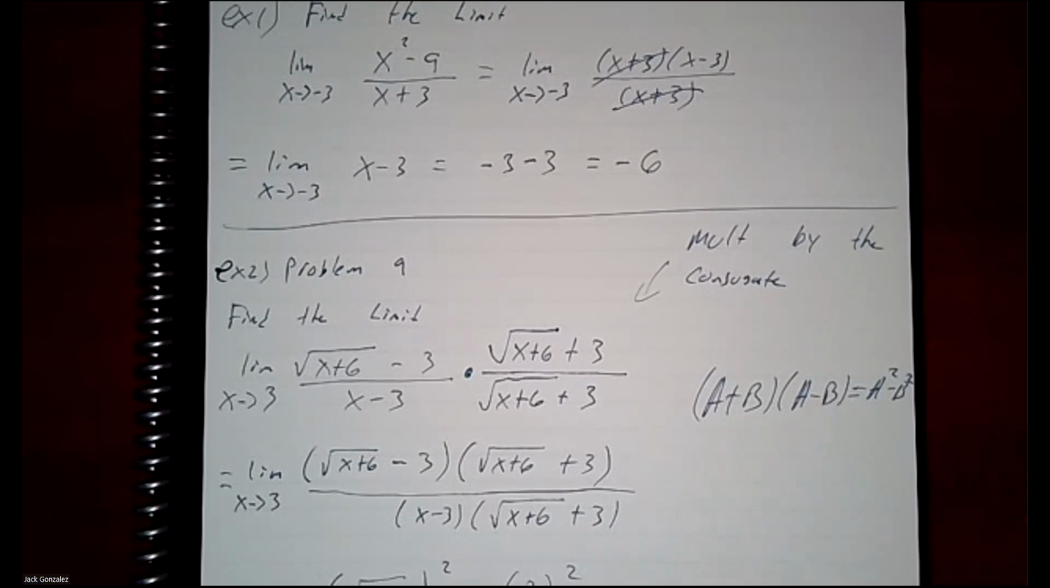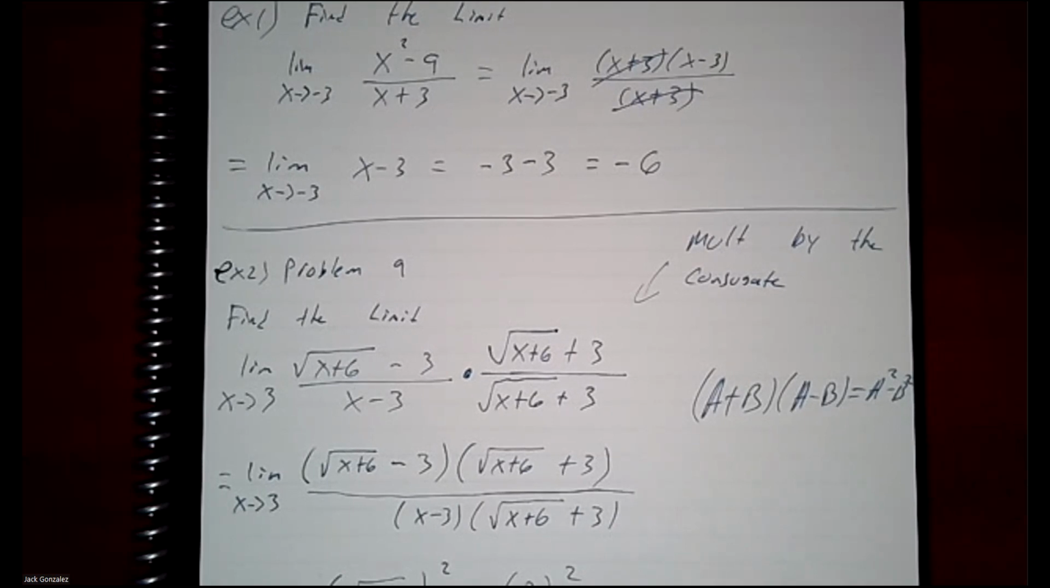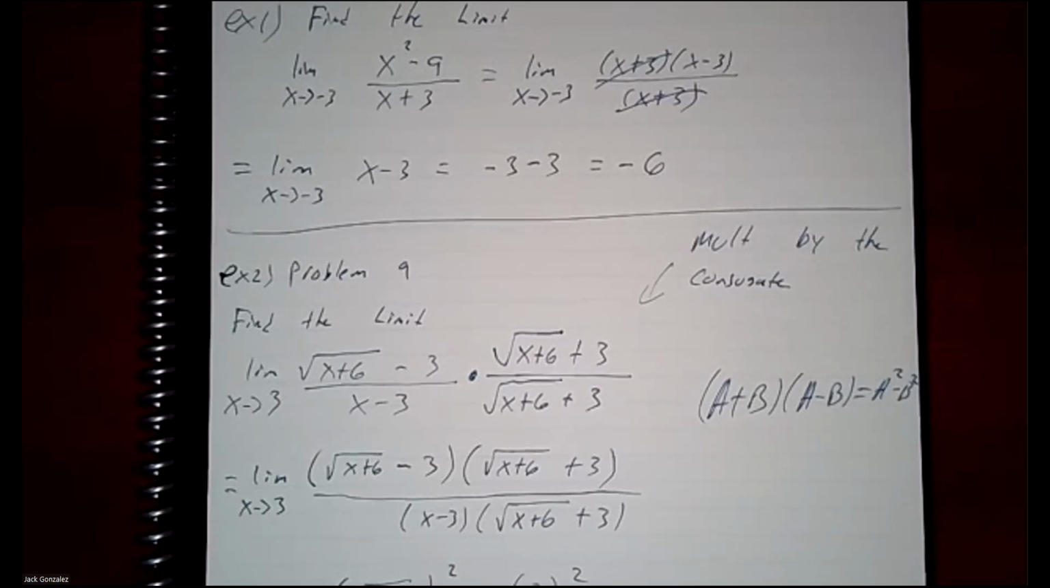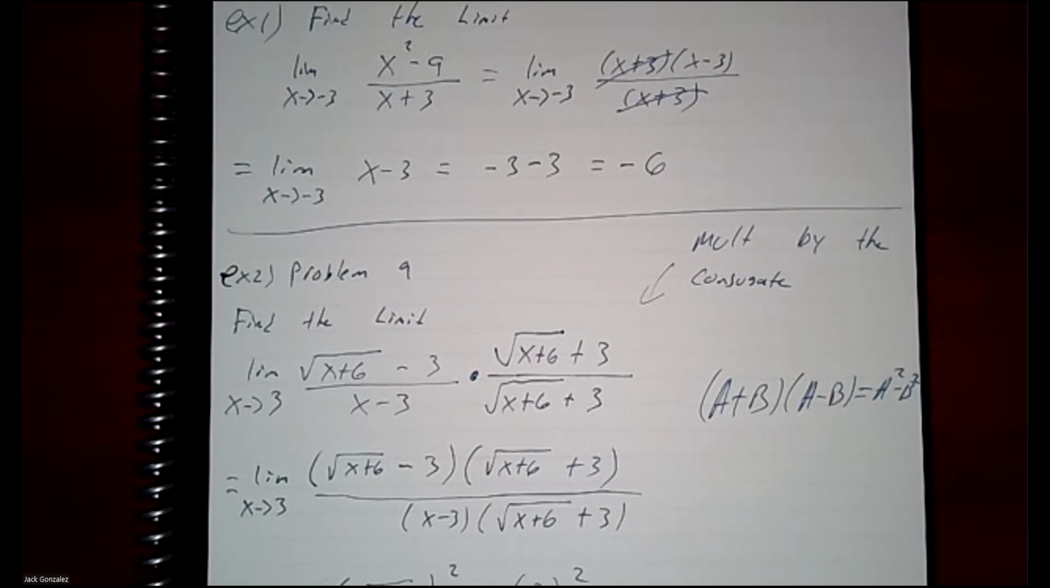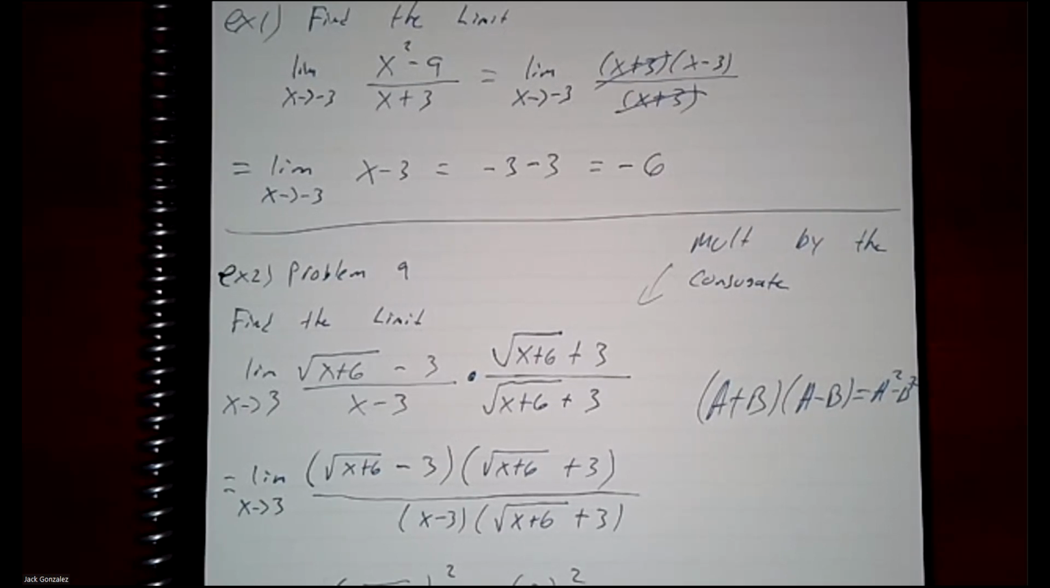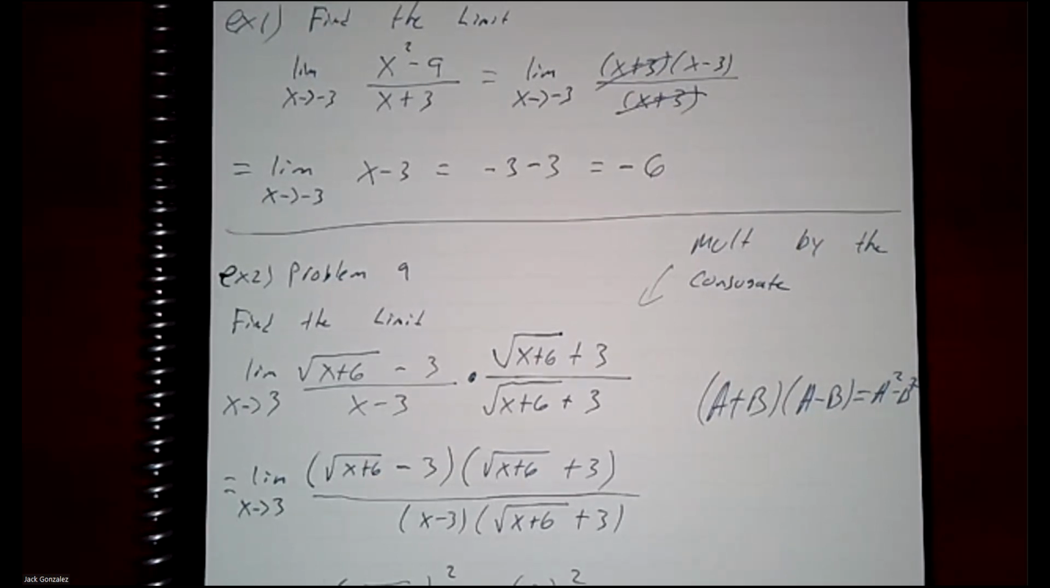Okay, so this will become x plus 6 minus 9, right? Over x minus 3 times this garbage. X plus 6 minus 9, that'll give us x plus 3, right?